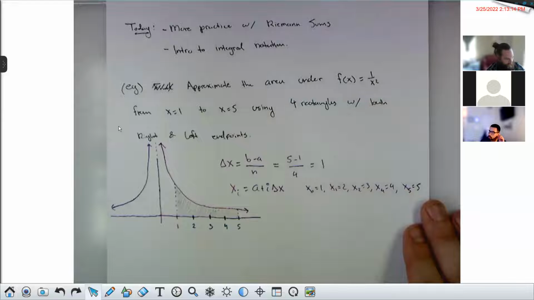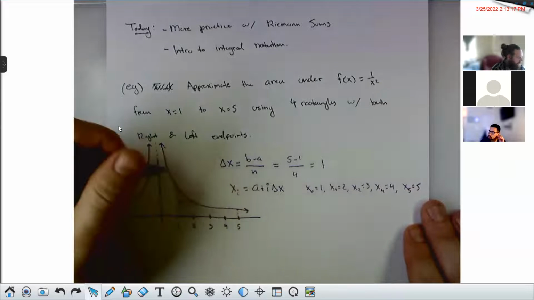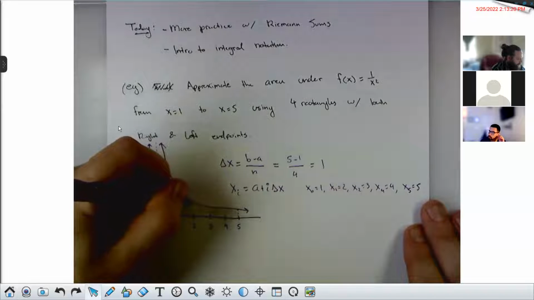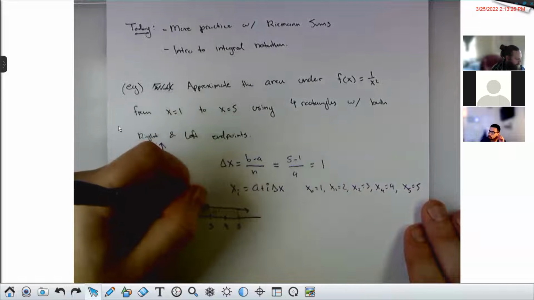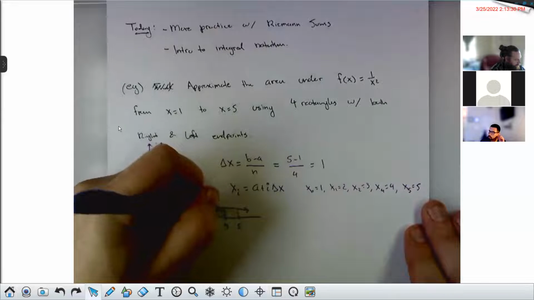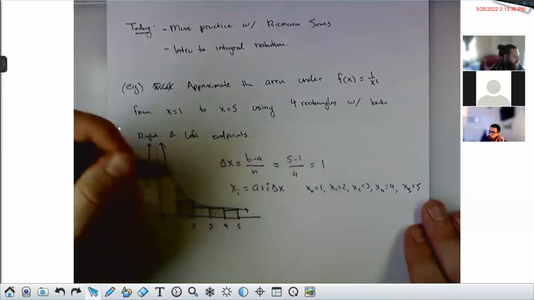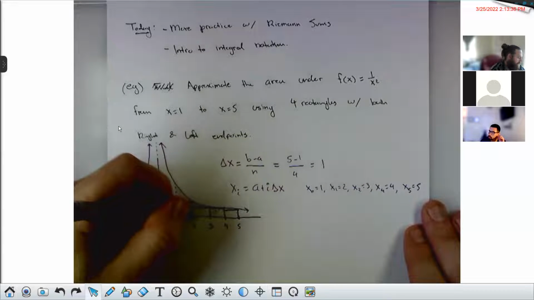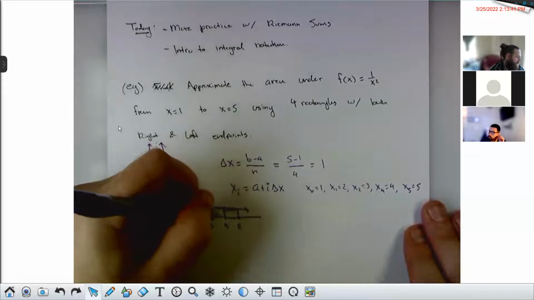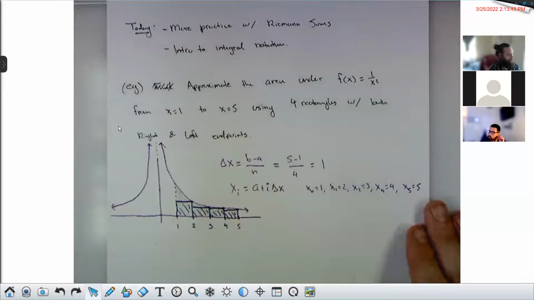Oh, let me use a different color for the rectangles. So I'll draw this with the right endpoints first. If we're doing right endpoints, then my rectangles will look like this. And I think it's pretty clear that this is going to be an underestimate. We discussed that for a decreasing function, Rn will always underestimate and Ln will always overestimate.